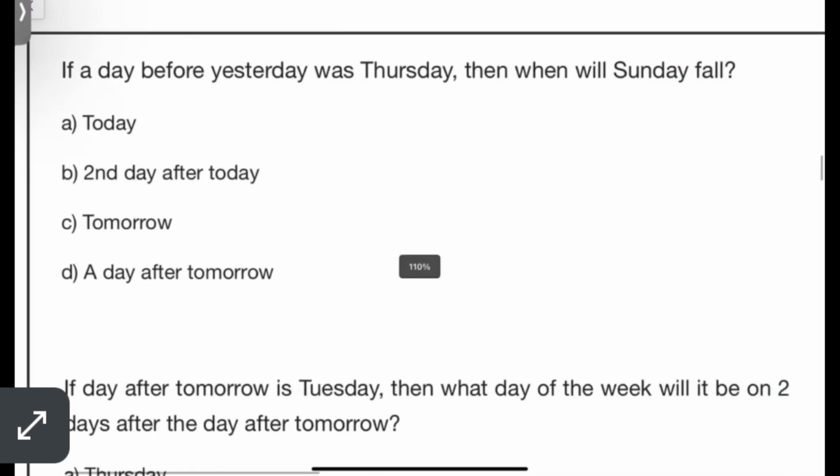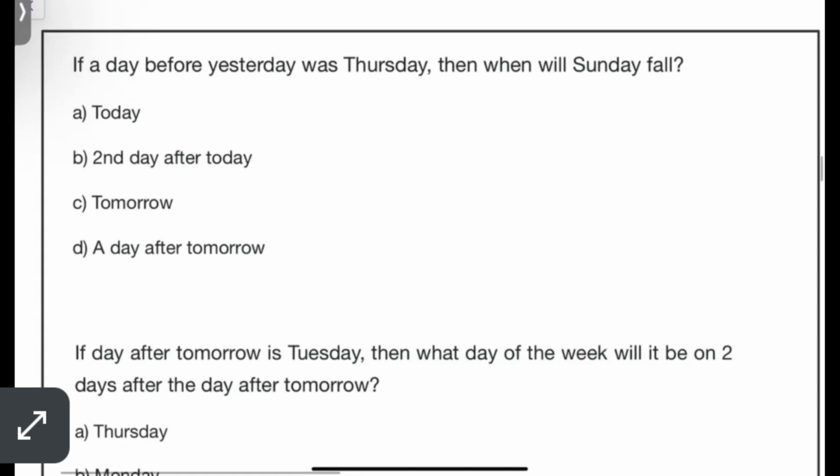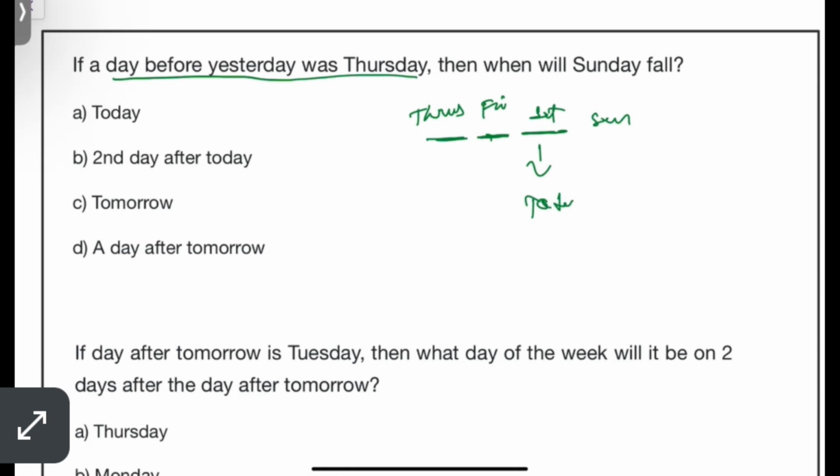Let's try some simple questions. Actually, this is not even a calendar question, it's just a logical question. If the day before yesterday was Thursday, and this is today, and this is the day before yesterday, then if this was Thursday, what is X? When will Sunday fall? Thursday, then Friday, Saturday, and Sunday. But this is today, so tomorrow is the answer here. I don't need to explain much.